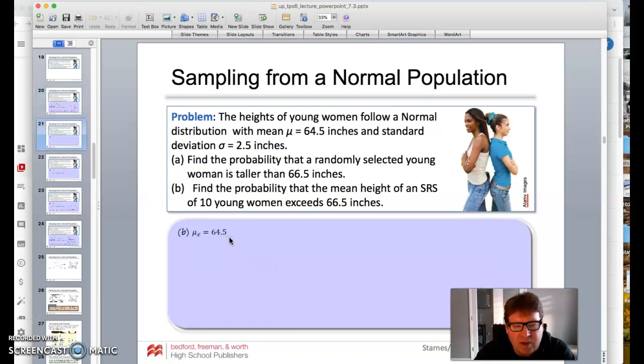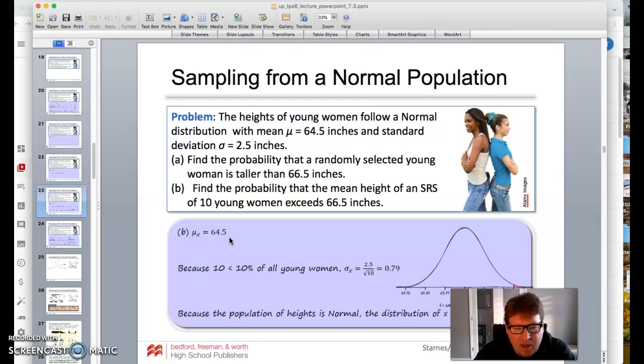Now for part B, let's find our mean, which would be the same as the population mean, 64.5. For the standard deviation this time, we're going to take the 2.5 and divide it by the square root of 10. That's our standard deviation when we're doing a sample. Now we're going to assume that it's normal because the population is normal, all right?